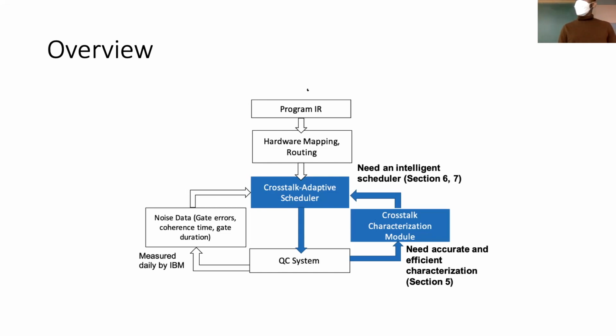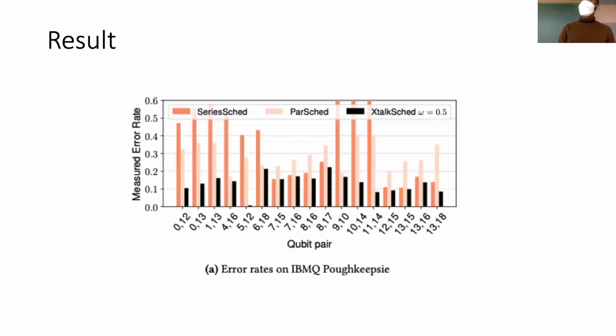Okay, so about crosstalk. Crosstalk is a device specific error, especially an error due to the same frequency. So only on superconducting devices? Yeah, I think so. I don't know about other architectures, but it's a characteristic of a superconducting device.